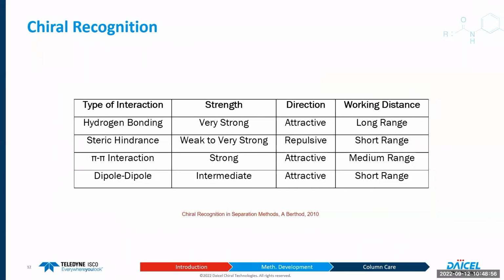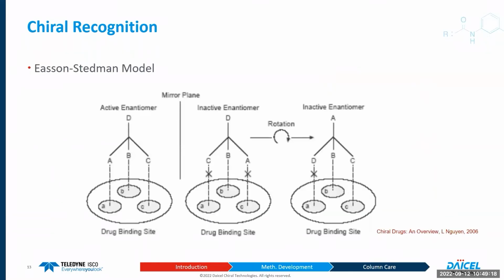Now, within the chiral grooves themselves, there are a number of intermolecular interactions that can take place that are well documented. The four that I have shown here are the ones that tend to occur most frequently: hydrogen bonding, steric hindrance, pi-pi interaction, and dipole-dipole interactions. And we want some combination of these interactions to take place. We want at least three, but in reality, there are a lot more than that. This Easson-Stedman model shows what that looks like.